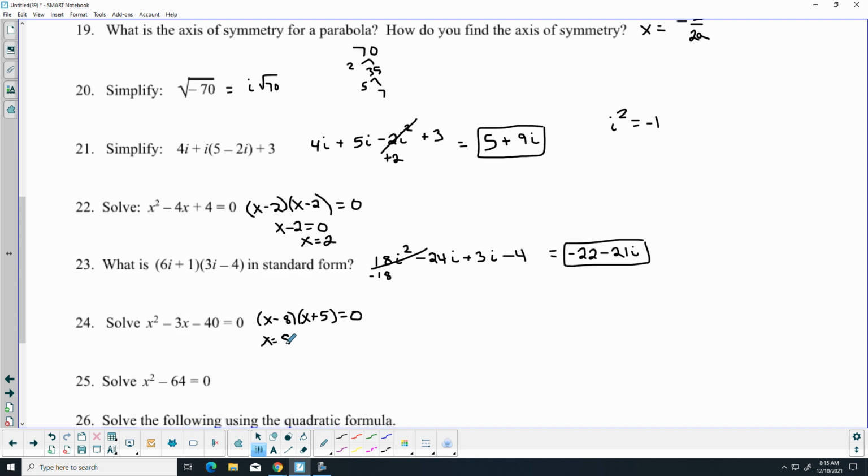Know the difference between when it asks you to factor and when it asks you to solve. If it asks you to factor, you're going to have 2 sets of parentheses. I'll write that one a little bit better. If it asks you to solve, you're actually telling me what x equals. That negative is not so close to the equal sign there.